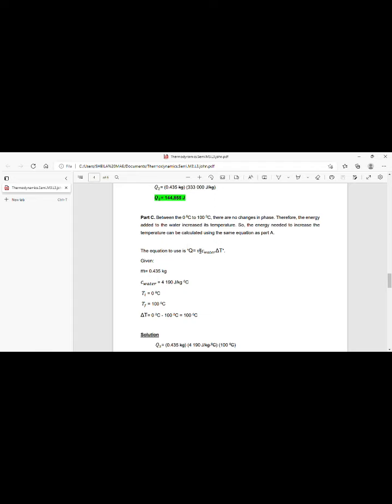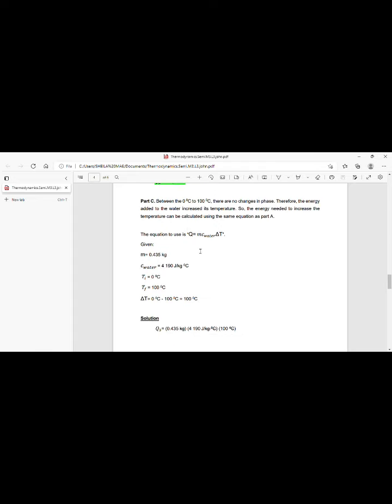The heat energy. Given mass is equal to 0.435 kilogram. The specific heat of the water is 4,190 joules per kilogram degrees Celsius. Initial temperature is 0 degrees Celsius. Final temperature is 100 degrees Celsius. Then our change in temperature is equal to 100 degrees Celsius, because we subtract the initial and the final temperature so that we can come up with our change in temperature.